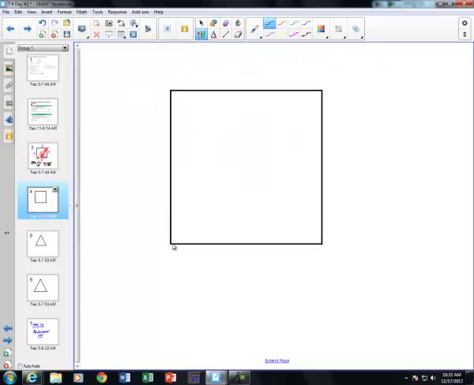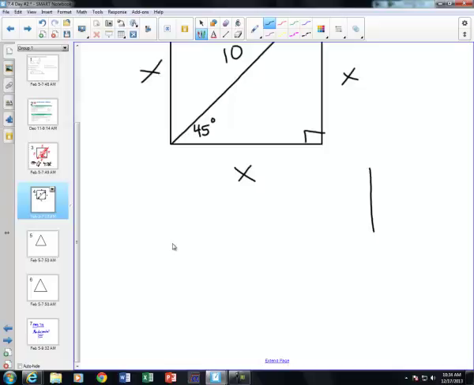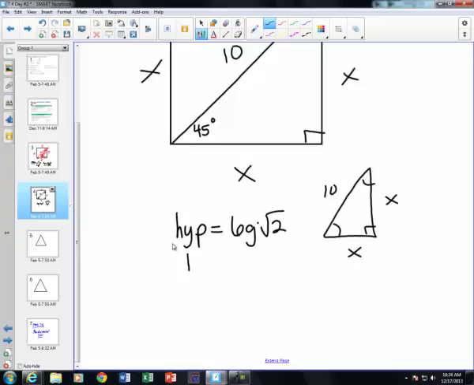Let's say I give you a square, and this time I tell you the diagonal is 10, and I want you to find each side of the square. Well, we know in a square all the sides are the same. And we just established that we are going to have 45-45-90 triangles here. So again, if you want, I can redraw this: x, x, 10, and then 45-45-90. And again, we're going to plug into our formula. Hypotenuse equals leg times root 2. My hypotenuse is 10.